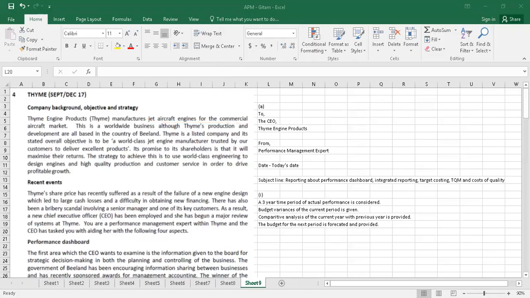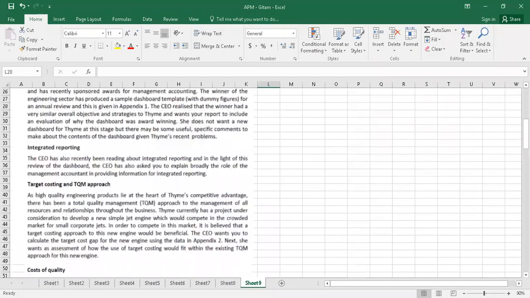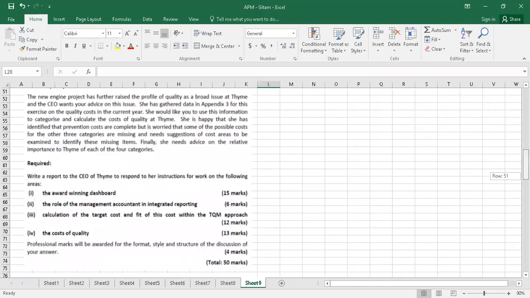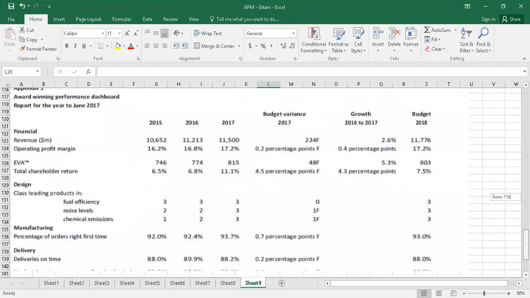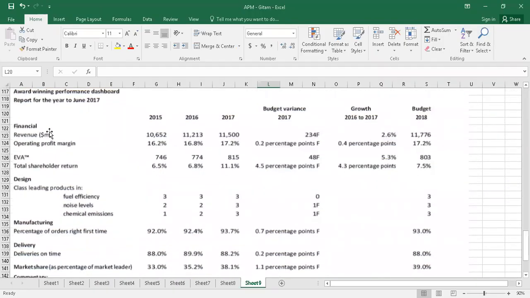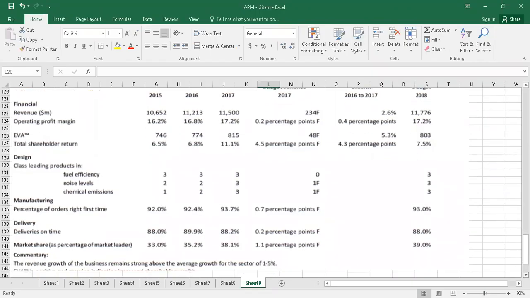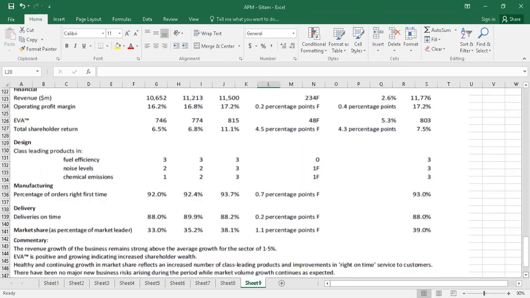Then let's go to the dashboard once again. The dashboard has, we will focus on this particular first column. The financial aspects, revenue is given, operating profit margin is given. Under financial, there are multiple things which are given in the dashboard. The timeline we have already discussed, so let's focus on the first aspect, the financial aspect. What do we have under financial?